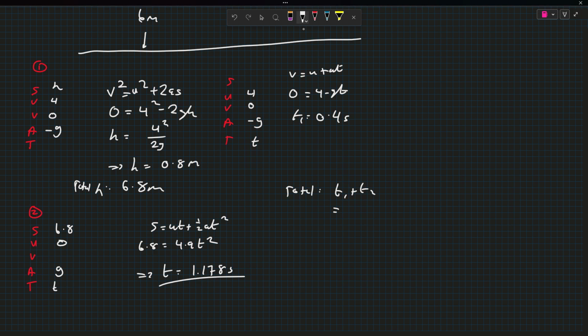So the total time is just t1 plus t2, which is 1.178 plus 0.4, is 1.578 seconds. And that is the answer to Leaving Cert Applied Maths Higher Level Question 3.